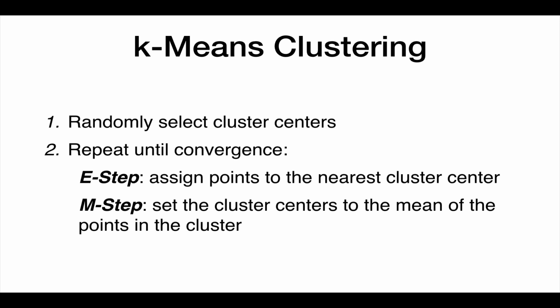The process goes from just randomly selecting cluster centers, and then we repeat a couple of steps until we converge. Firstly, an E step where we assign points to the nearest cluster center, and then an M step where we set cluster centers to the mean of the points in the cluster.